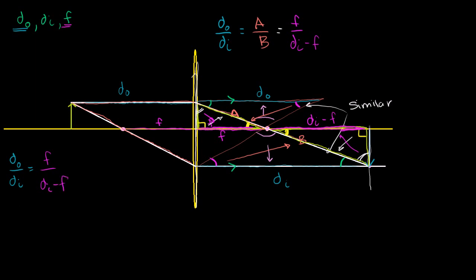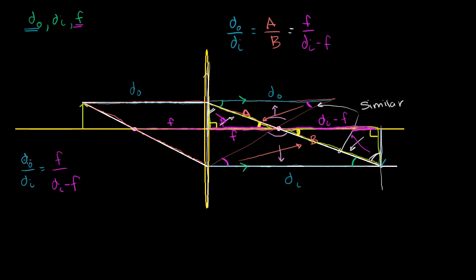And now here we just have to do some algebra. So just to simplify this, let's cross multiply. If we multiply d naught times this thing over here, we get d naught di minus d naught f. I'm just distributing this d naught. Cross multiplying is really just the same thing as multiplying both sides by both denominators. Either way, that's all cross multiplying is. That is going to be equal to di times f.